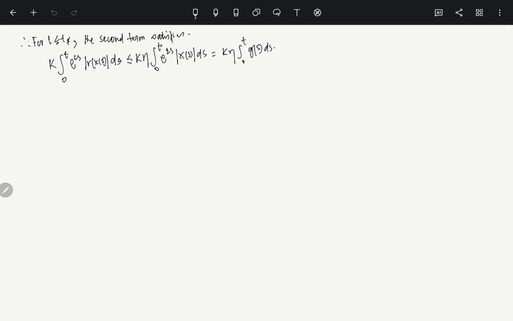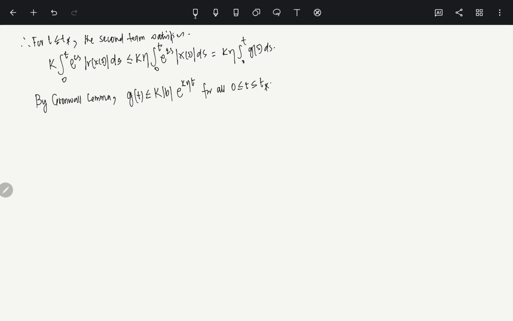Now we use Gronwall. By the Gronwall lemma, we have that g of t in this case will be less than or equal to k mod b e to the power k eta t, for all 0 less than or equal to t less than or equal to t star.